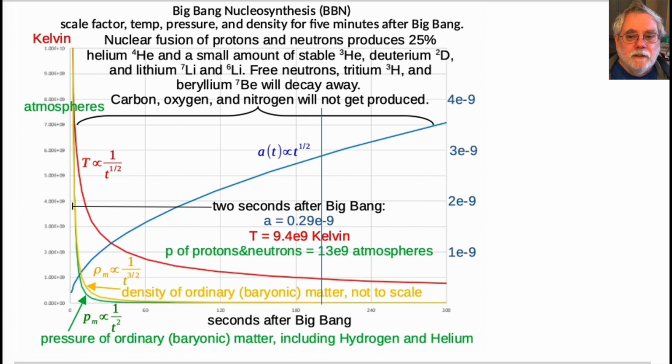The density of ordinary matter is the gold curve on the graph, but the scale for this curve is not shown. Actually, this excludes electrons in the first 10 seconds for a reason we will get to later. Temperature is the red curve on the graph, with its scale on the left-hand side, from 0 to 10 billion Kelvin.